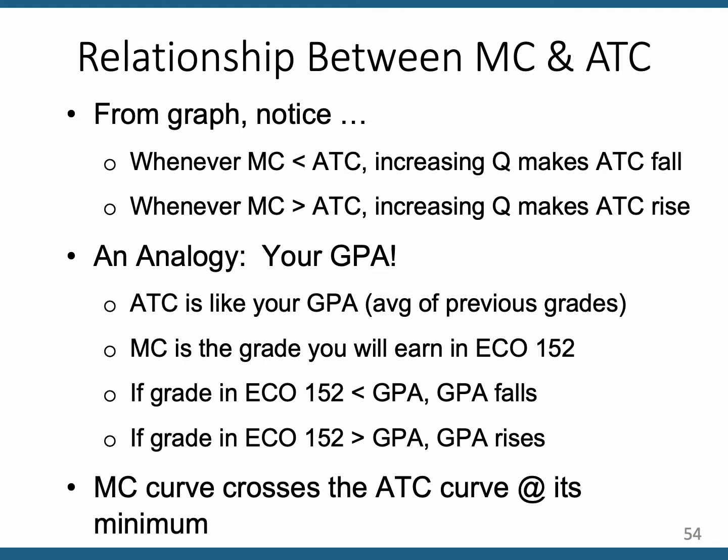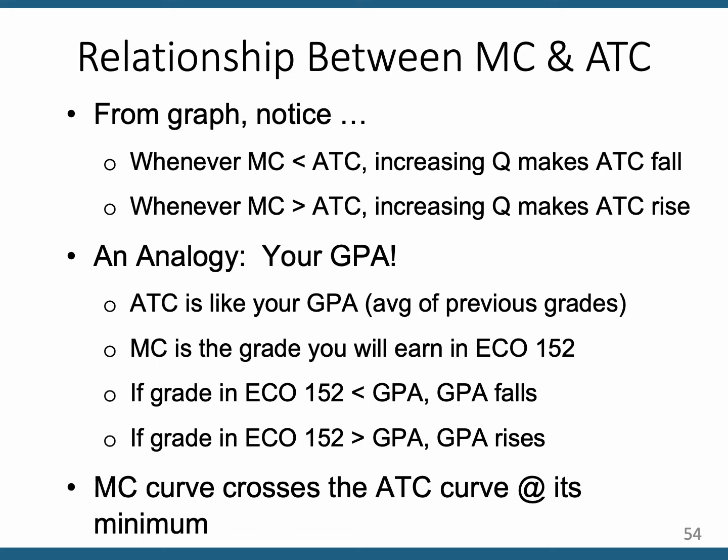Imagine that the average total cost curve is the equivalent of your cumulative GPA. All right? And then the marginal cost in this analogy would be the grade you get on the next course you take. Right? This is marginal analysis. That will affect your cumulative GPA, right? If the grade you get in your next class, which would be this class, let's say, is higher than your cumulative GPA, it makes your GPA go up. If the grade you get in your next class is lower than your current cumulative GPA, it makes your GPA go down. The same is true with marginal cost and average total cost.